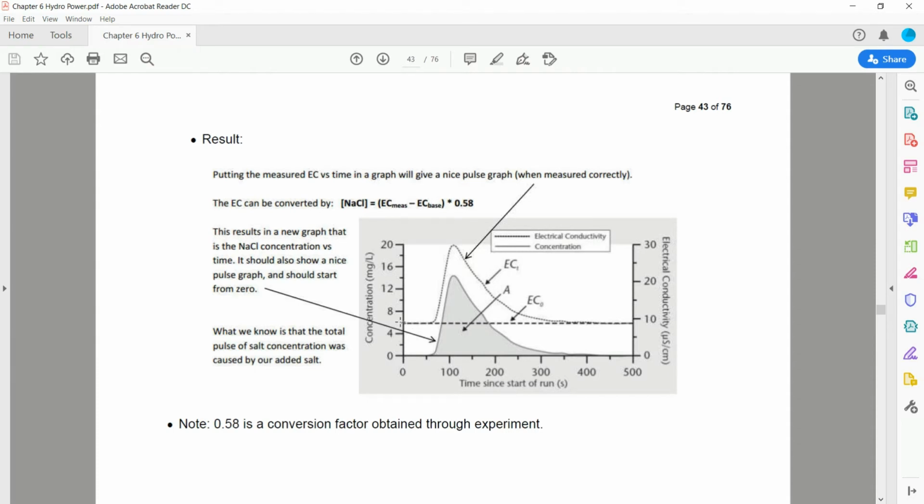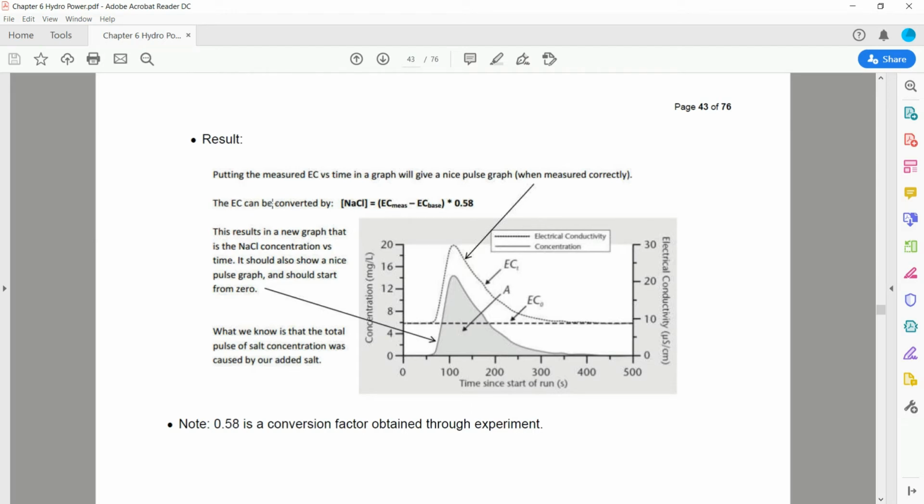After you put the salt into the stream, the EC meter will start to read the conductivity until it goes back to the base, when the salt dilution has already passed through the measuring point.